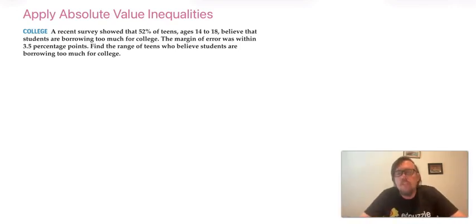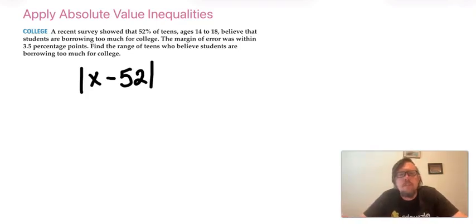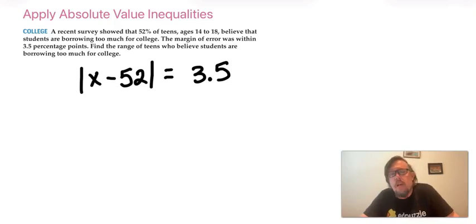So, hopefully, you recall that when we were writing an absolute value equation, the number in the middle, our actual number, was inside the absolute value marks. So when we say 52% of teens, and I'm just going to leave the percent as a number, 52 would go inside the absolute value marks. And the margin of error, meaning how far we went up and down from that number in the center, would be what it equals, 3.5%.